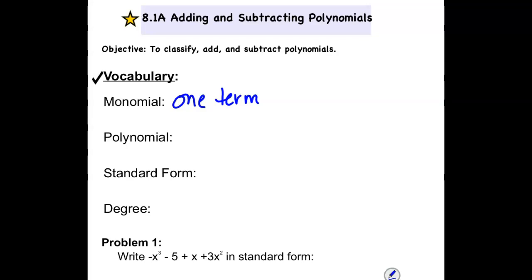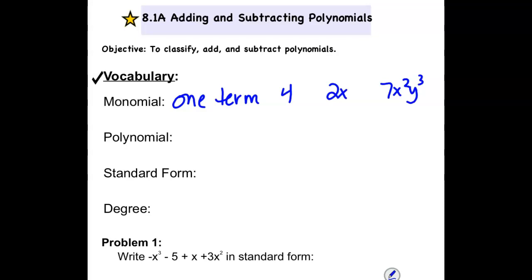Examples of monomials would be just a plain number. It might have a variable with it. It could have powers. It could have several variables like 7x squared y cubed. Those are all monomials. Okay? It's a single piece. Everything in that piece is just being multiplied into one chunk.